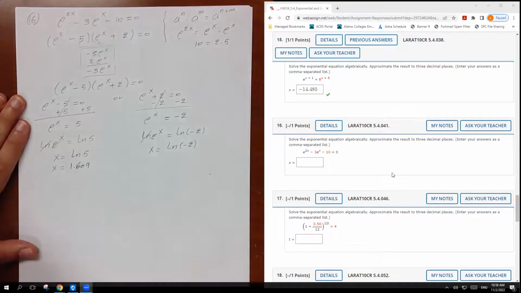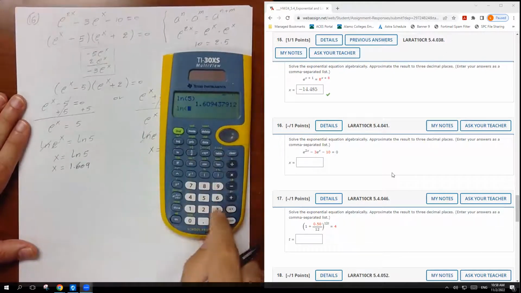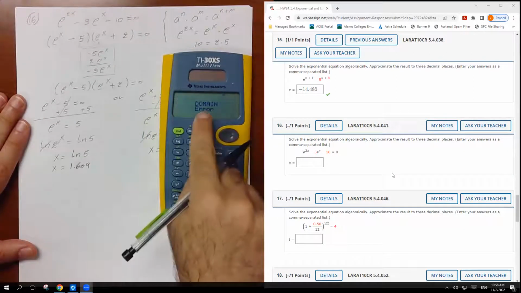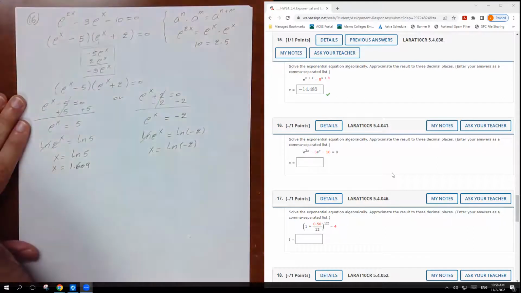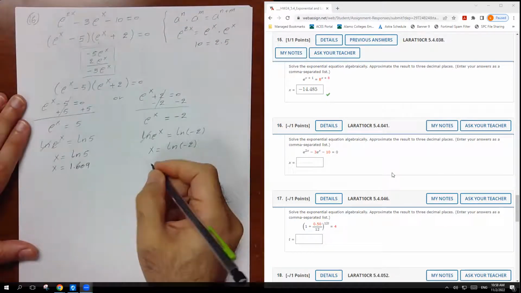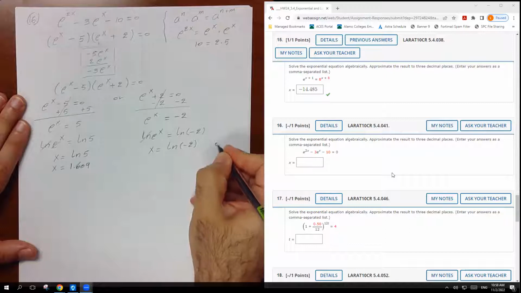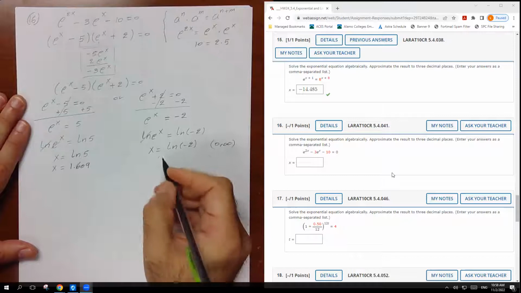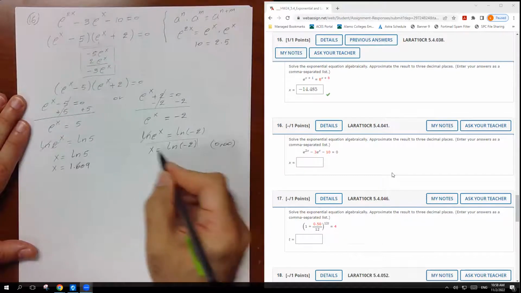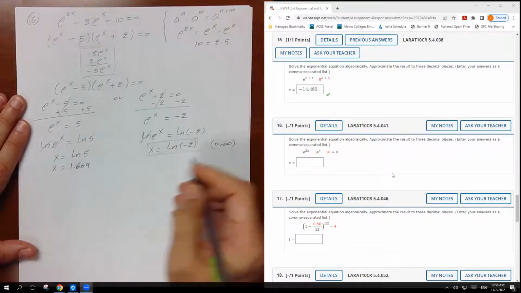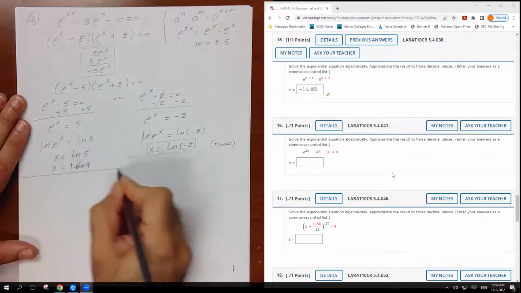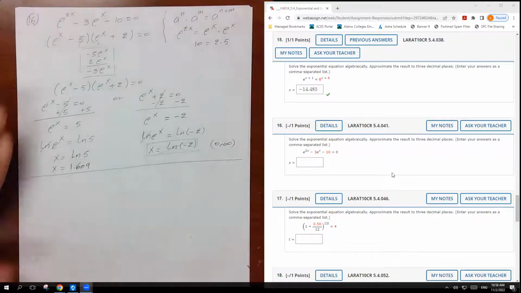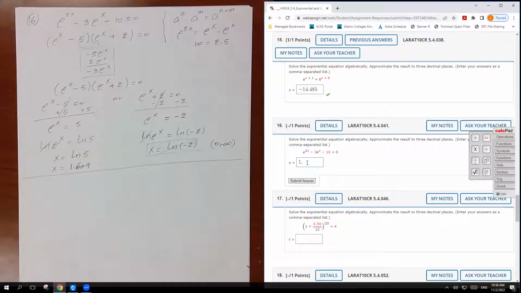If you plug this one in the calculator, ln of negative 2, domain error, because the domain of the ln function is from 0 to infinity. We can't take a negative number, so this one is going to be an error, undefined. So you can't choose this one as a solution. That means the value of x is going to be 1.609. So we're just going to type here 1.609.